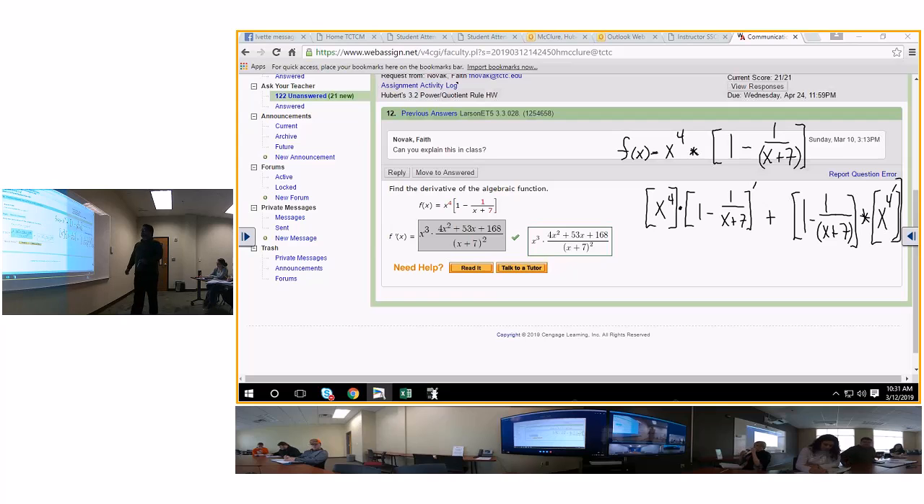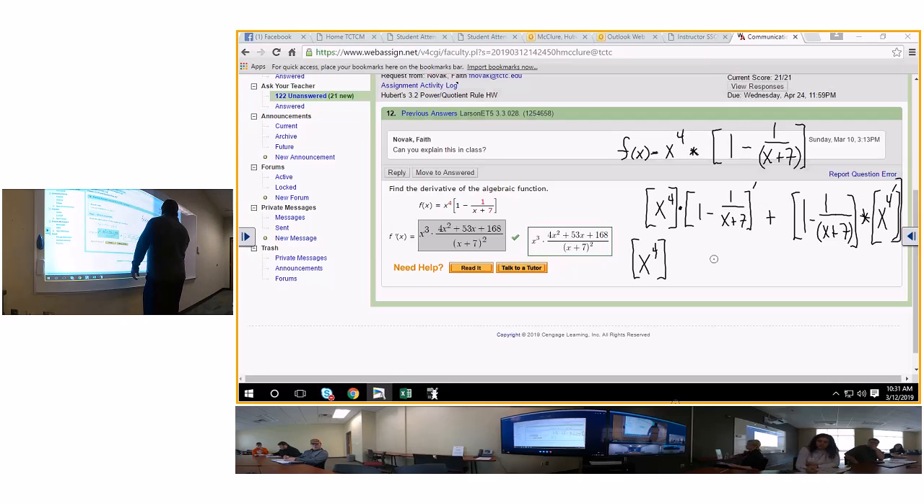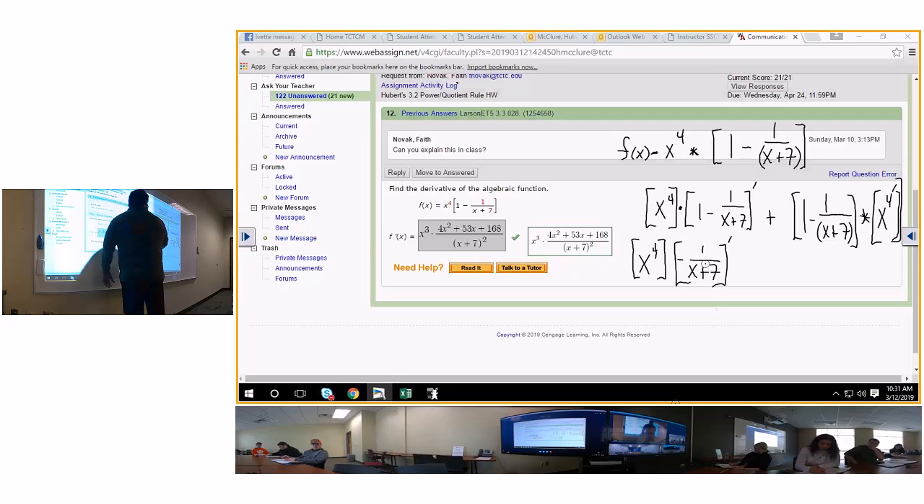So first times the derivative of the second. Okay? The derivative of this, what's the derivative of 1? 0. So this is going to be negative 1 over x plus 7. Everybody with me? And I'm still going to put a derivative, because I haven't taken the derivative of that yet. I just took the derivative of that 1, because that goes away.